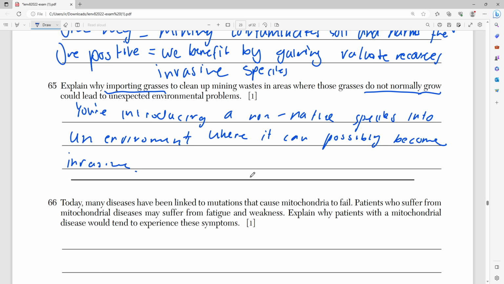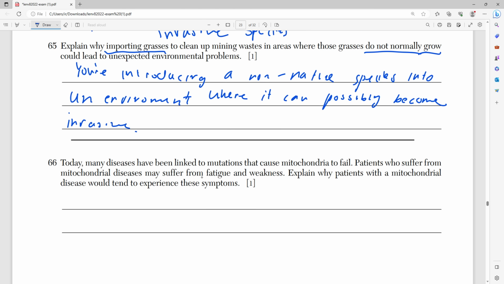Number 66 says that today many diseases have been linked to mutations that cause mitochondria to fail. Patients who suffer from a mitochondrial disease may suffer from fatigue and weakness. Explain why patients with a mitochondrial disease would tend to experience these symptoms, right? So what does the mitochondria do? The mitochondria, we've all heard this one before, is the powerhouse of the cell, right? What does that mean? That means that mitochondria produces ATP.